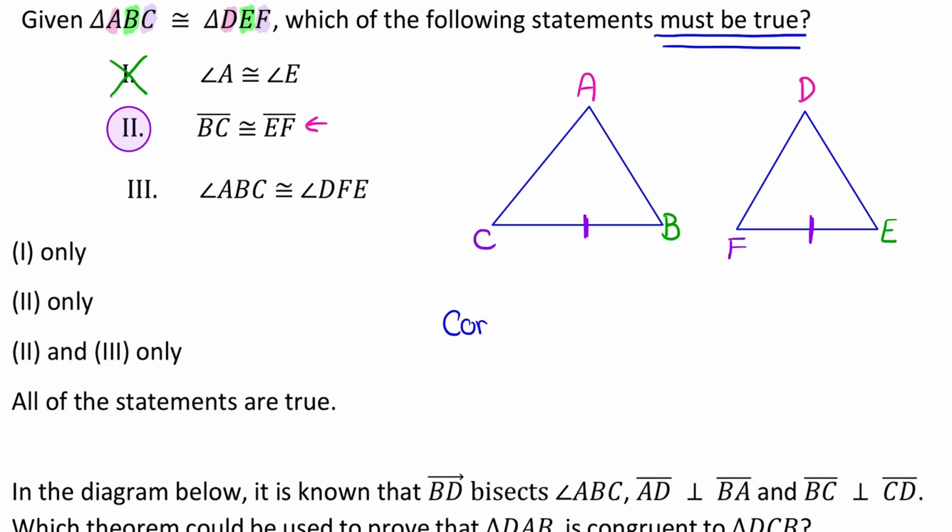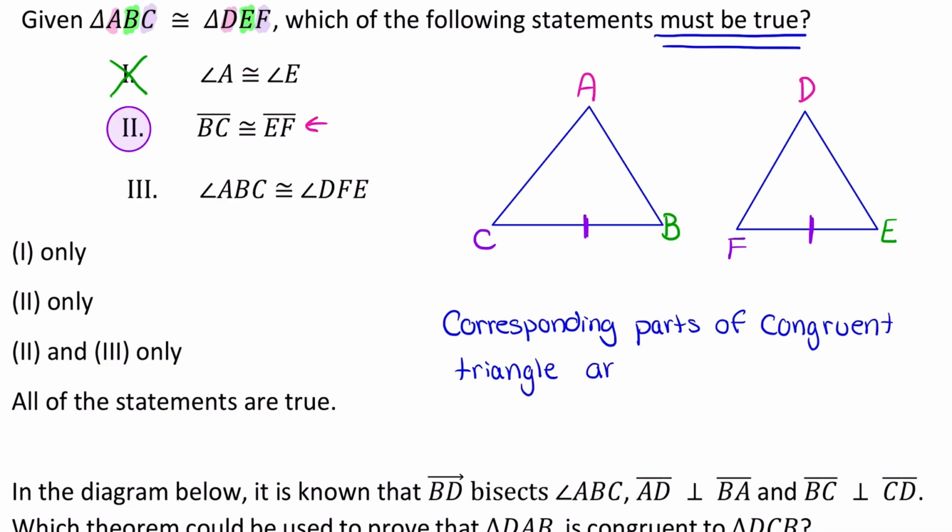So corresponding parts, which just stands for sides, angles, of congruent triangles are congruent. And this is an important thing to recognize, understand, and memorize, because remember, CPCTC. So you can always abbreviate this using CPCTC. And that's the reason why number 2 is correct.